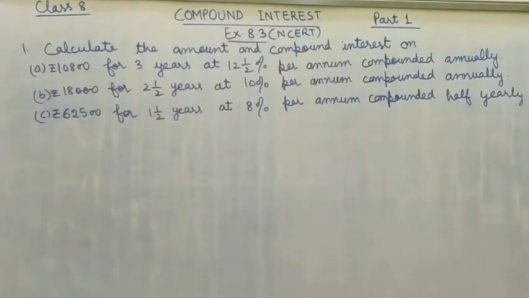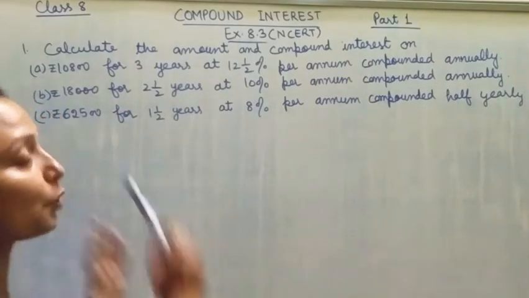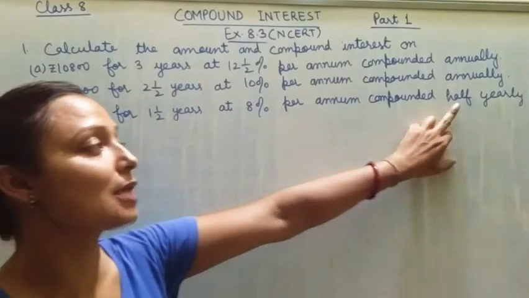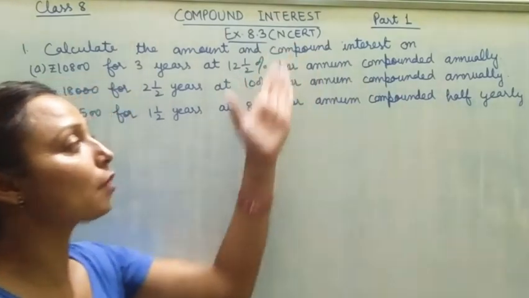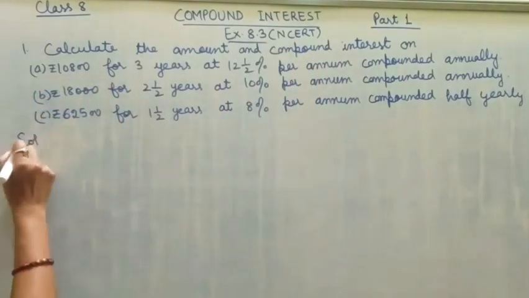Now come to question number one, in which we have five parts. The last two parts are of half yearly. So I have solved the first three parts for all of you. I will start from part A.